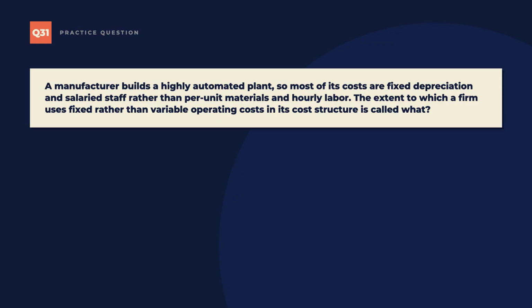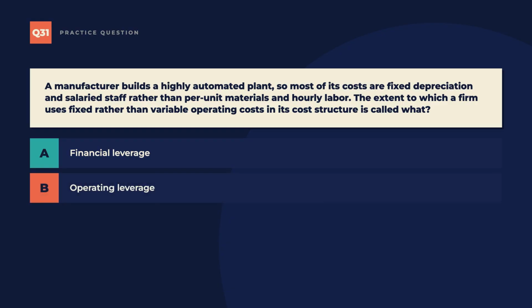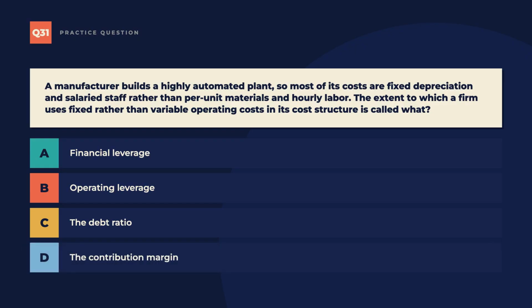Your options are A. Financial leverage, B. Operating leverage, C. The debt ratio, D. The contribution margin. Don't overthink it. Which one feels right?